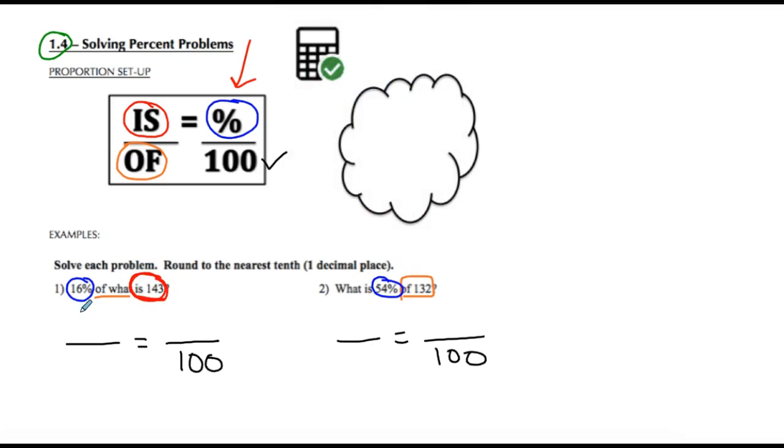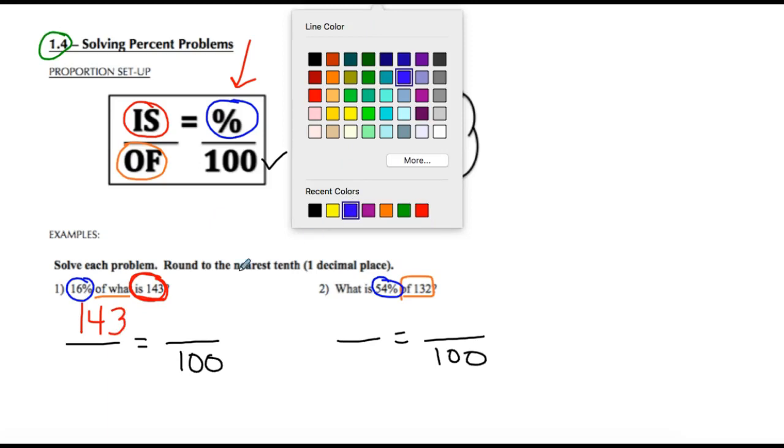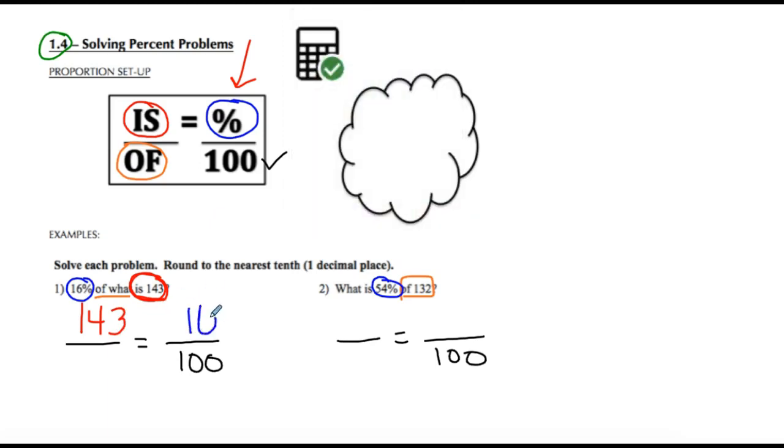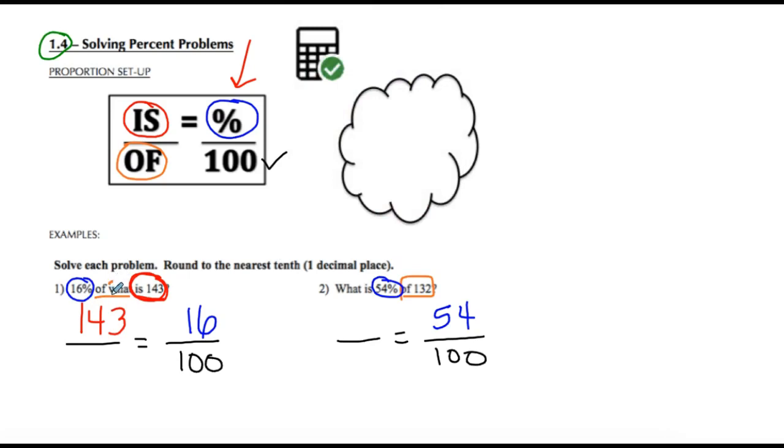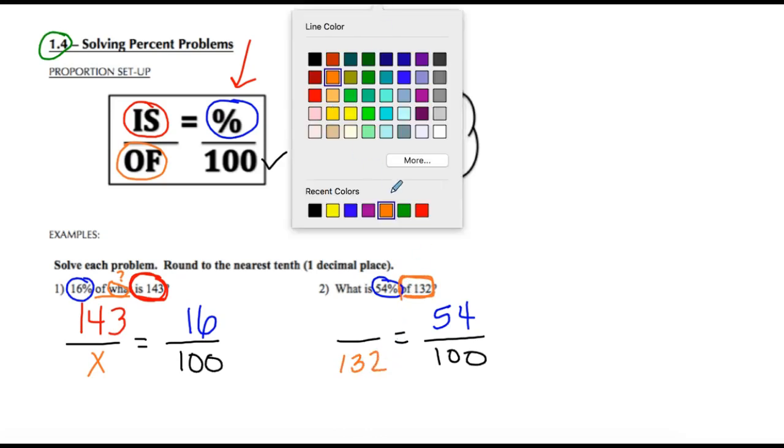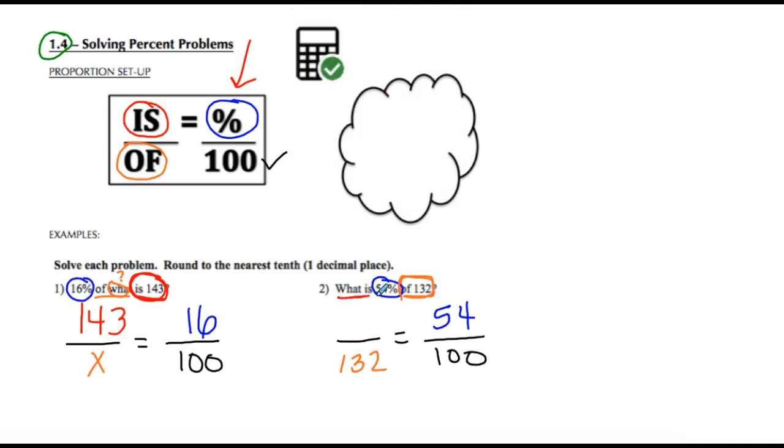This 143 goes up top. When I have the percentage, I can put that number here. So that would be 16, for example. In this one, that would be 54. The percentage should be very obvious. One of the things should be missing. So you'll notice in this one it says of what. What means we have a question, so I'm going to put X. On this one, my of actually has a number, 132. And then my is is where my X is going to go because that's connected to the what.